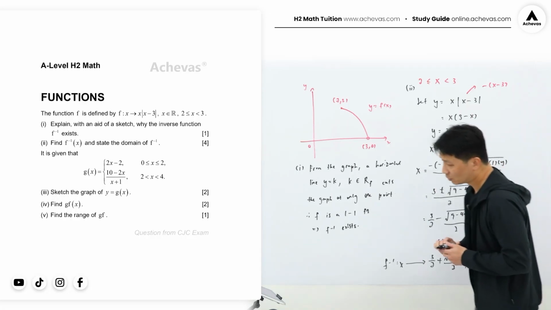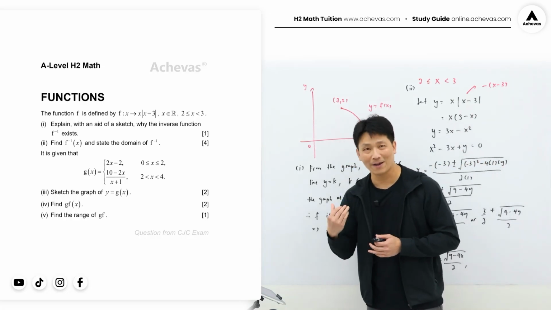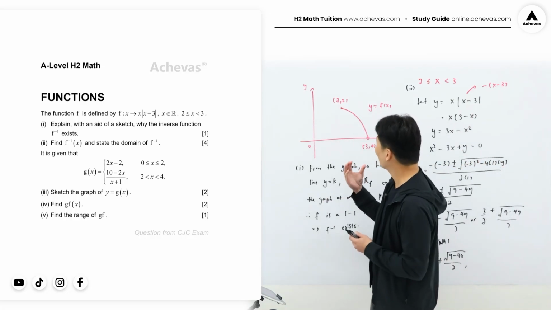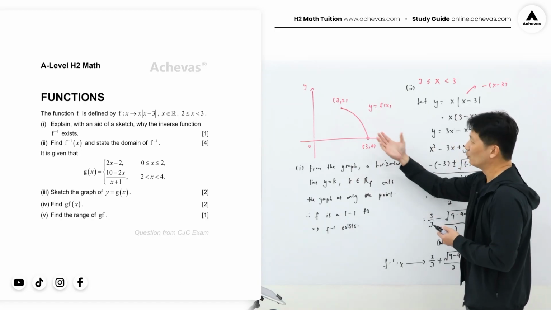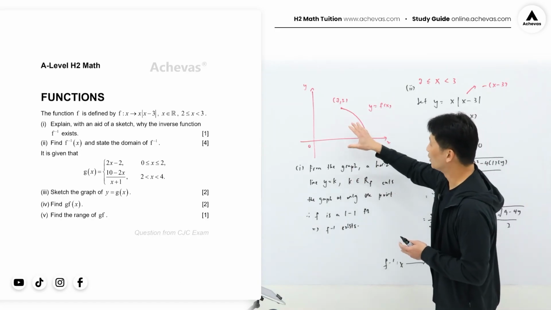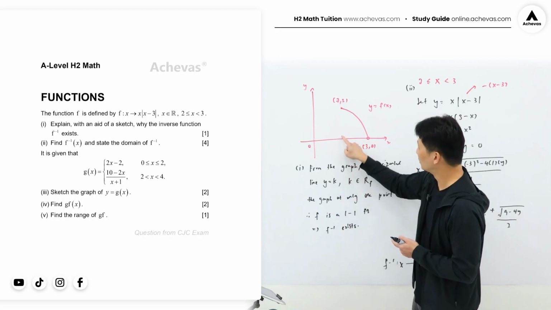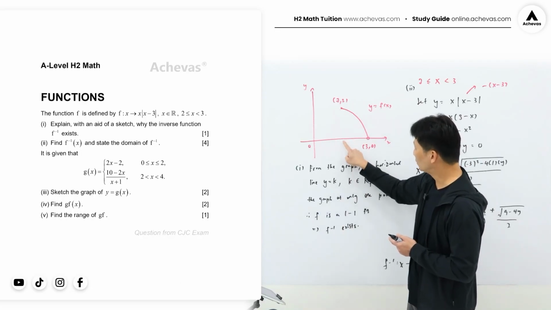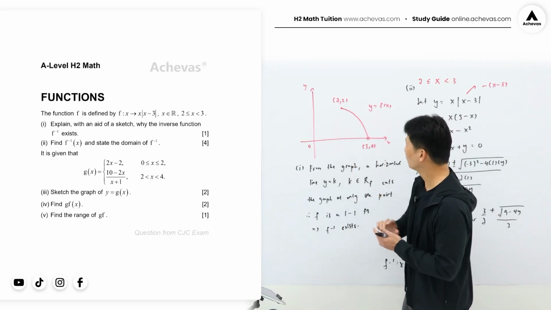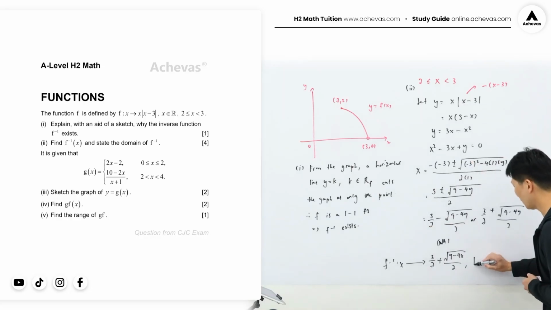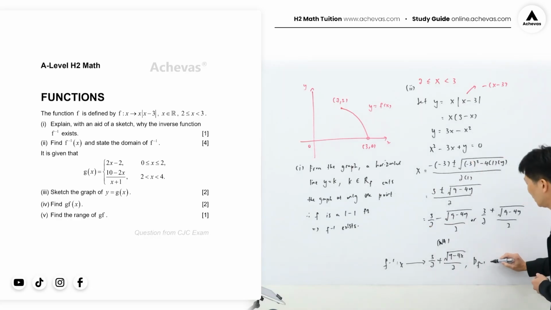And I'm going to put in the domain of my f inverse. The domain of f inverse can be obtained from the range of my original function f. So you can see the range will just be from 0 to 2, excluding 0 and inclusive of 2. So at the side, I can just write the domain of f inverse will be excluding 0 and inclusive of 2.